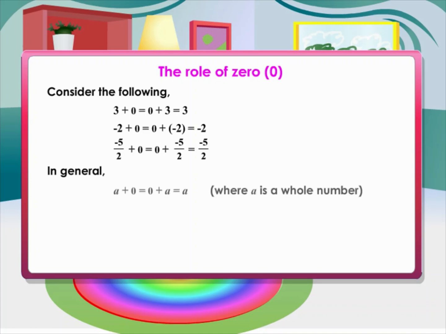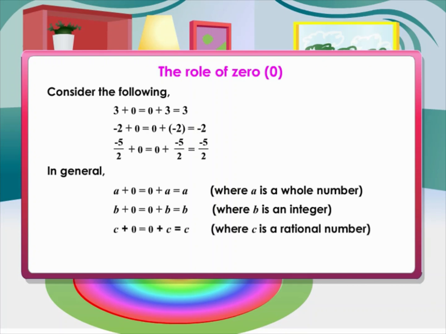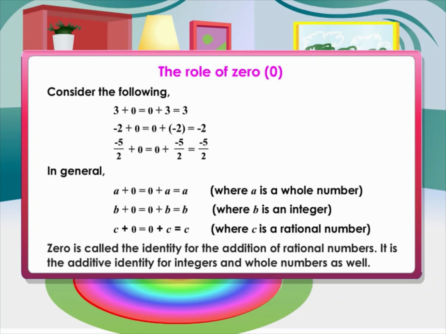In general, a plus 0 is equal to 0 plus a is equal to a, where a is a whole number. b plus 0 is equal to 0 plus b is equal to b, where b is an integer. And c plus 0 is equal to 0 plus c is equal to c, where c is a rational number. 0 is called the identity for the addition of rational numbers. It is the additive identity for integers and whole numbers as well.